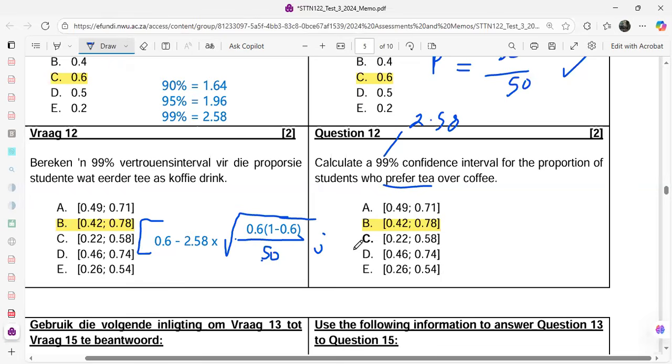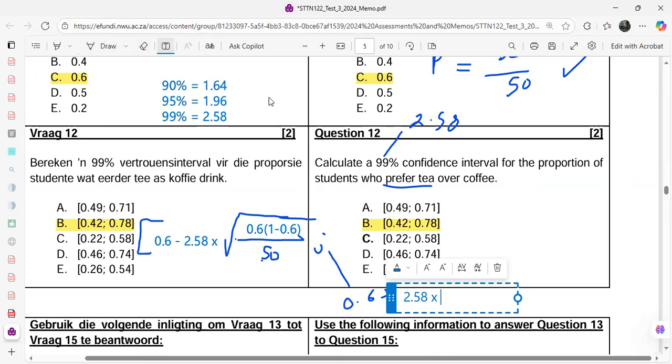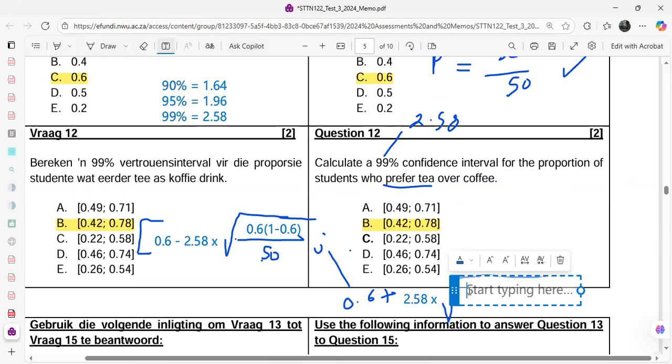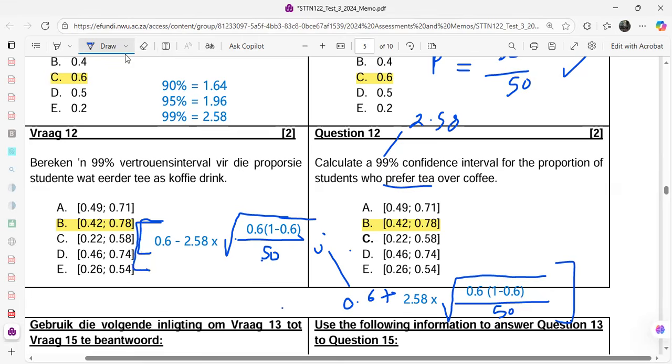Then you move to the positive one. You do the same thing: 0.6 plus 2.58, multiplied by the square root of 0.6 into 1 minus 0.6. We do this, then we divide the whole thing by 50, because n is equal to 50. And then we close the bracket. You see now, it was something like this.